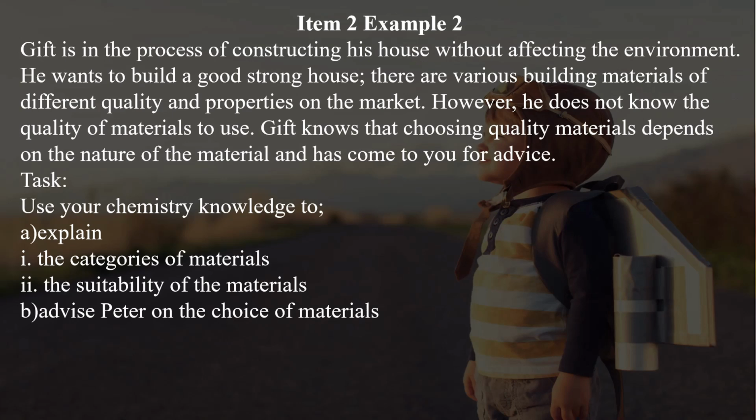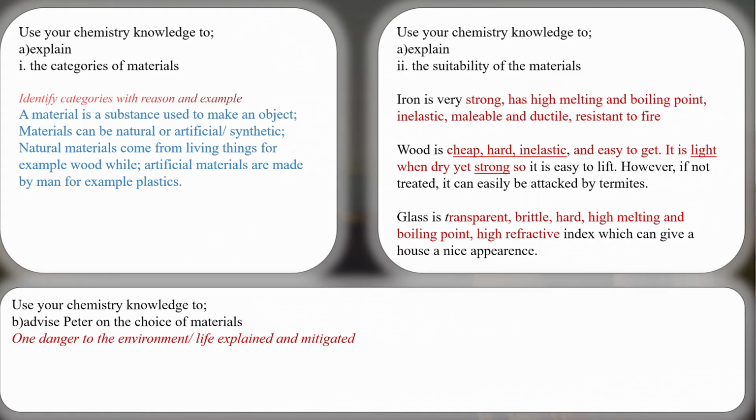There it correlates well. Now, under advice, you give the impact of that material on the environment, explain it, then you give a mitigation to it. That is how you respond to item 2. I believe with these few examples, you will have understood how to respond to item 2 of section A. Yes. So here we go.